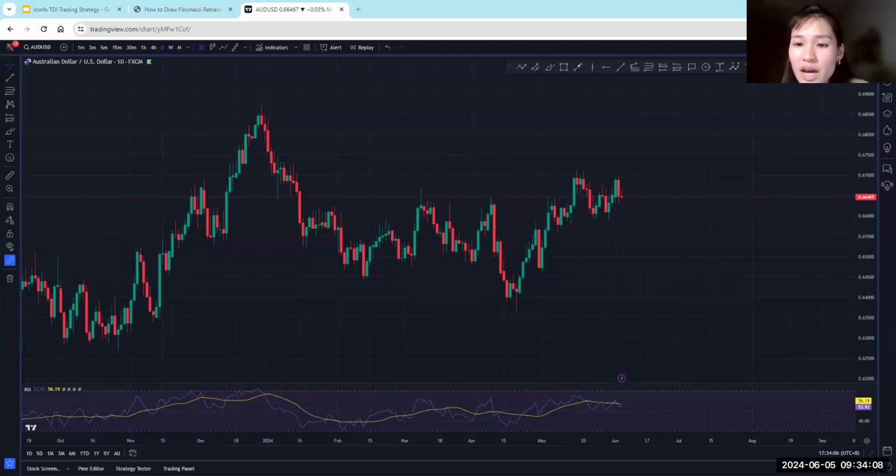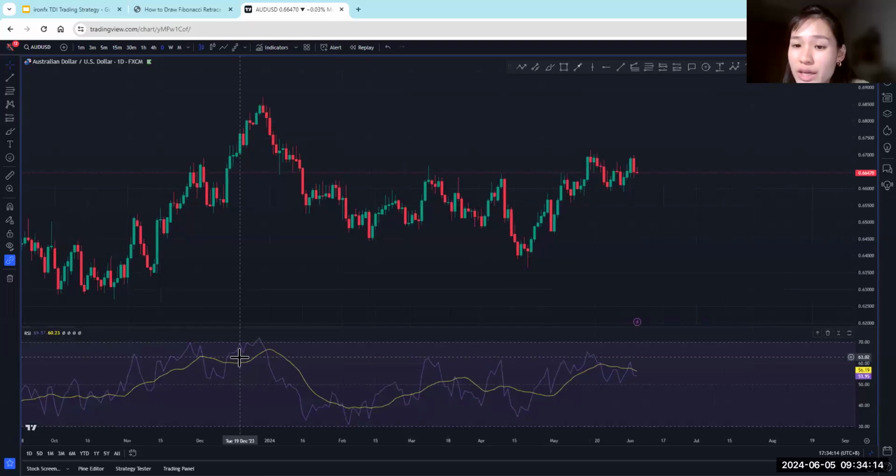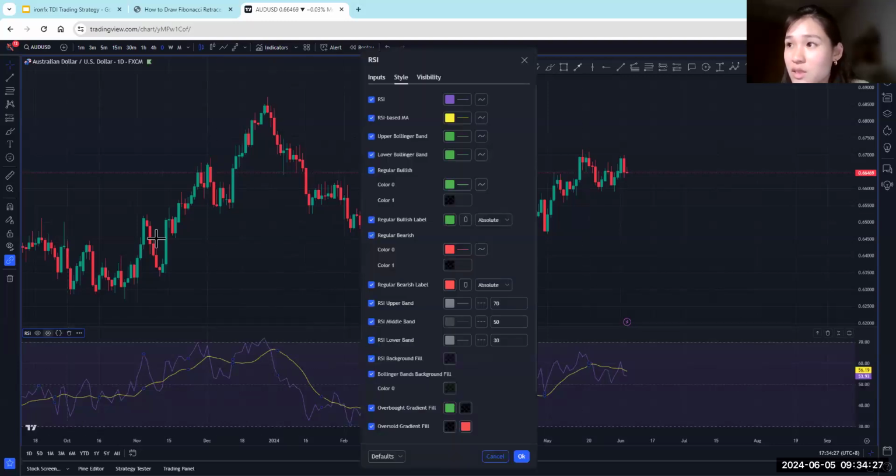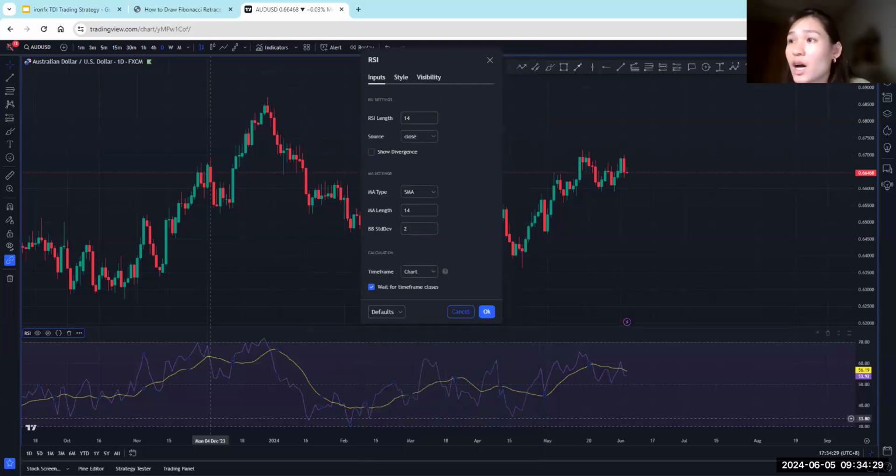Okay, so for RSI, it measures the magnitude and the speed of price changes within a certain period. So if it moves above this level, it is overbought. If it moves below this level, it is oversold. If you want to see, yeah, so these are our inputs for RSI.